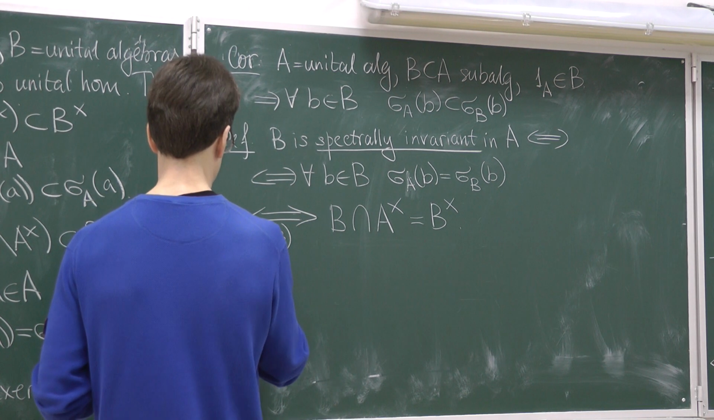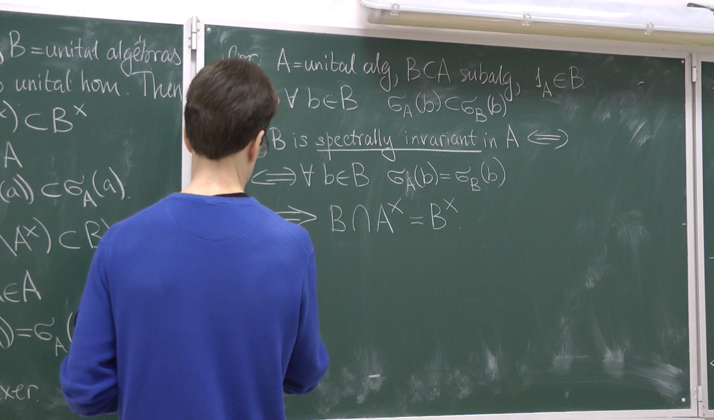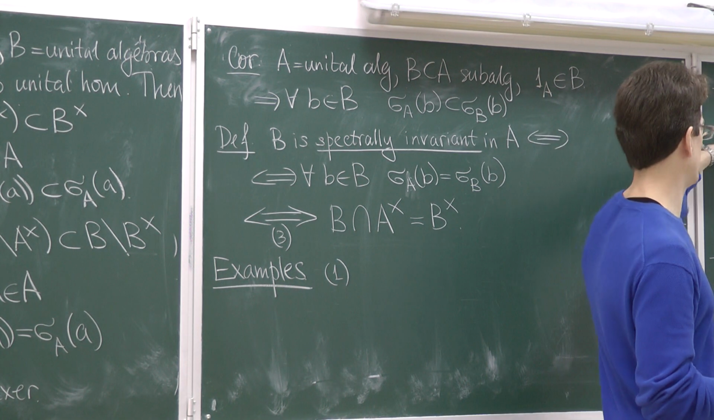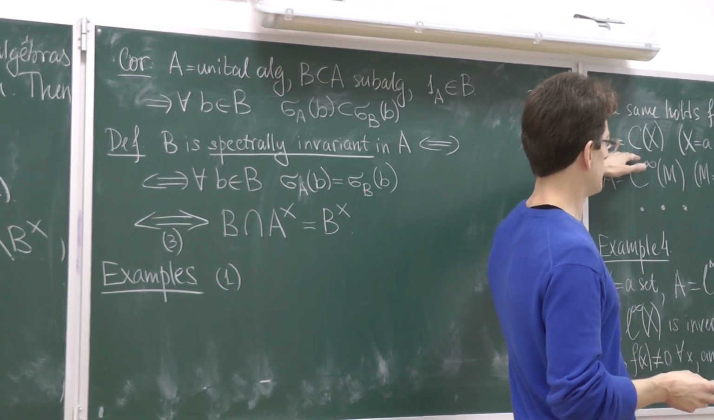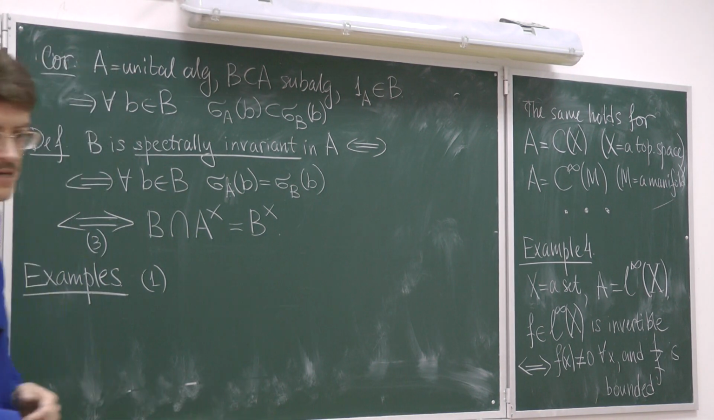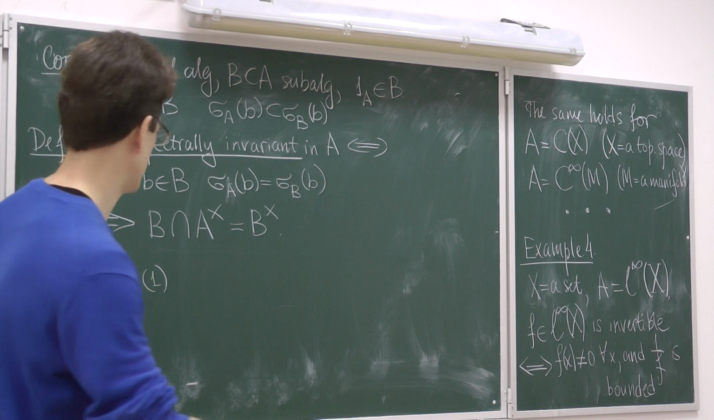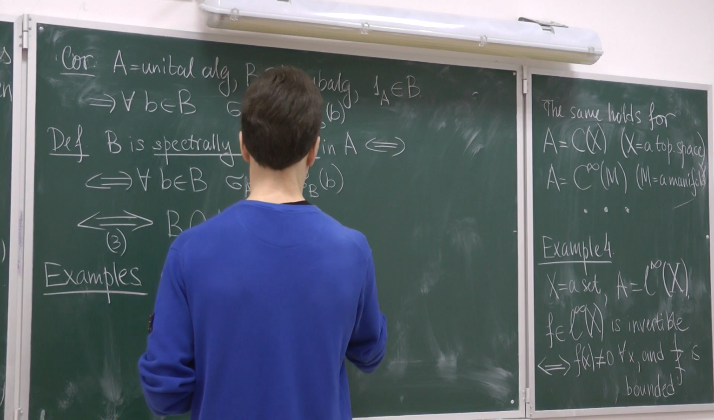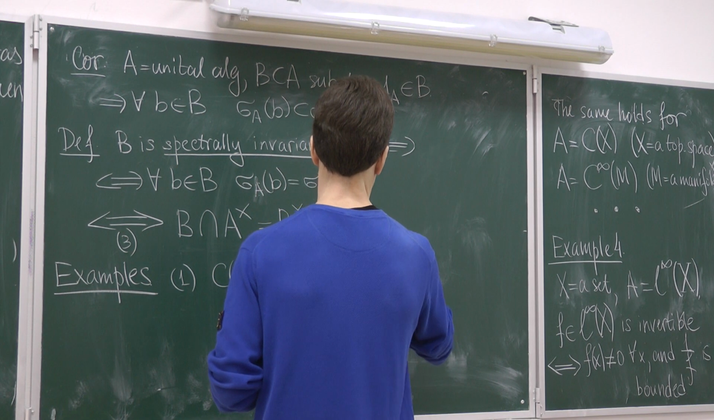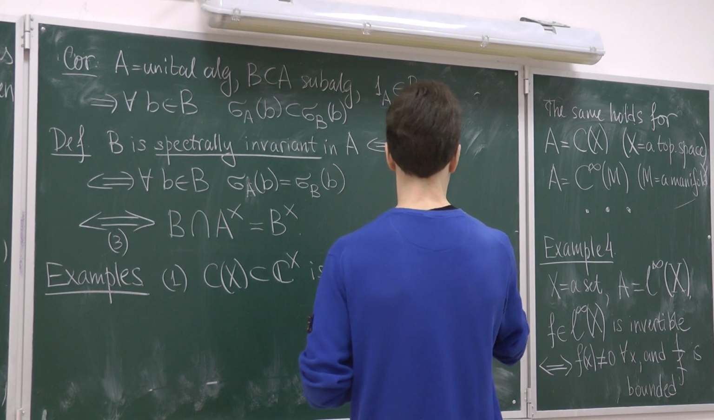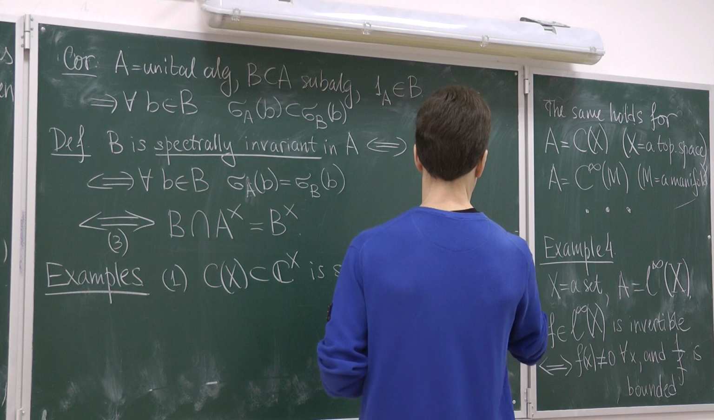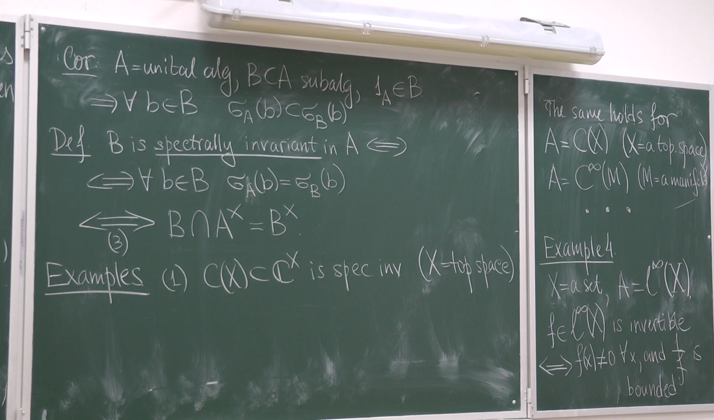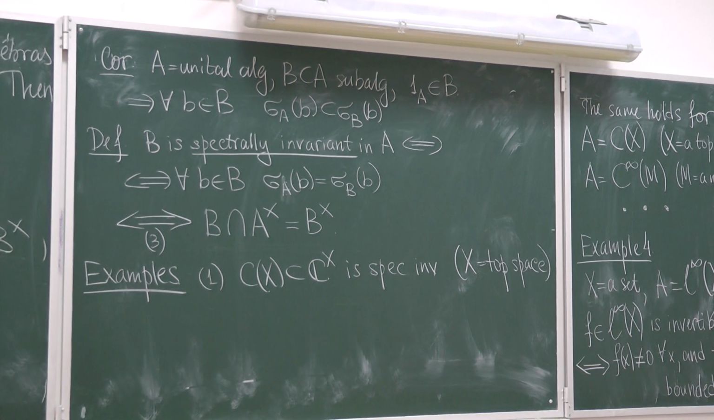Here are some examples and counterexamples. First of all, we have already observed, actually we observe it here, that the algebra of continuous functions on a topological space is spectrally invariant in the algebra of all functions on the same space, for each topological space X. This means that if f is a continuous, nowhere vanishing function, then 1 over f is also continuous.